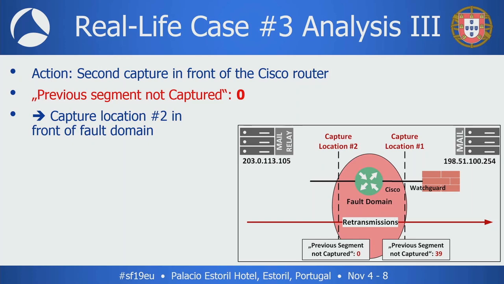So, this is between Cisco and WatchGuard. In your trace, you just look at Ethernet. MAC addresses are always attached to the local link. We don't cross any router. So this is how we found out where the capture location actually was. Make sense?